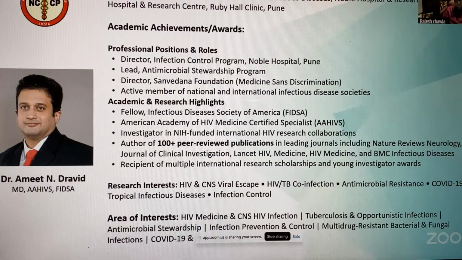He is a recipient of multiple international research scholarships and Young Investigator Award. His research interests are HIV, CNS viral infection, HIV, TB co-infection, antimicrobial resistance, COVID-19, tropical infectious disease, and infection control. His areas of interest are HIV medicine, tuberculosis, multi-drug resistant bacteria and fungal, and infection prevention and infection control, antimicrobial stewardship. So I'll hand over the screen to Dr. Amit so that he can start his talk.